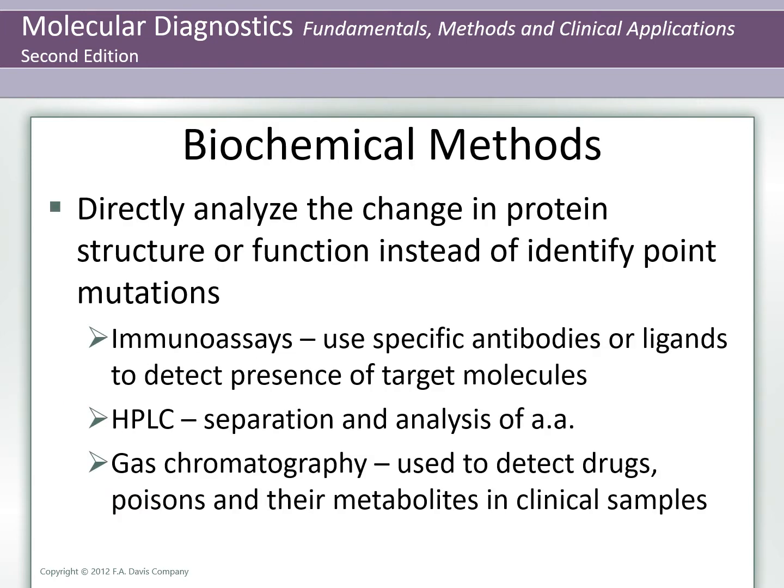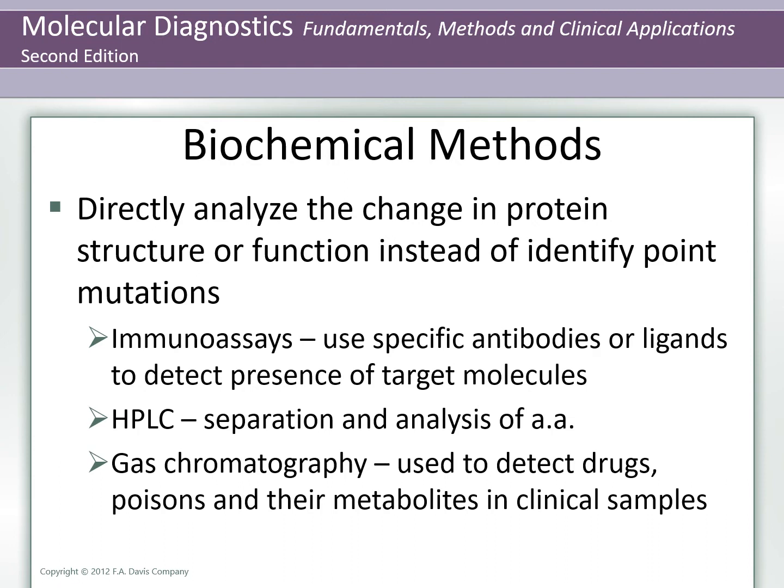Biochemical methods are used to directly analyze the change in protein structure or function instead of identifying the point mutation itself. Biochemical methods include immunoassays that use specific antibodies or ligands to detect the presence of target molecules, HPLC, or high-performance liquid chromatography, that can be used for separation and analysis of amino acids, and gas chromatography used to detect drugs, poisons, and their metabolites in clinical samples.